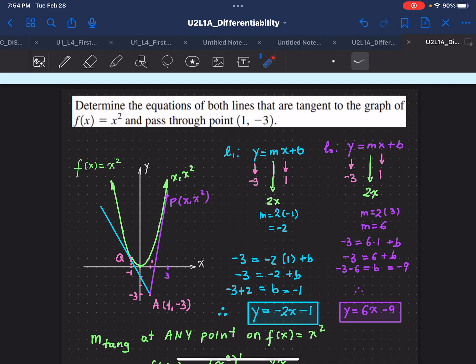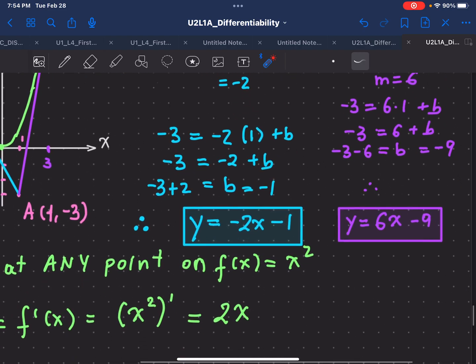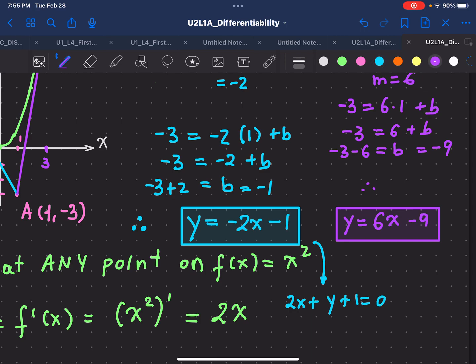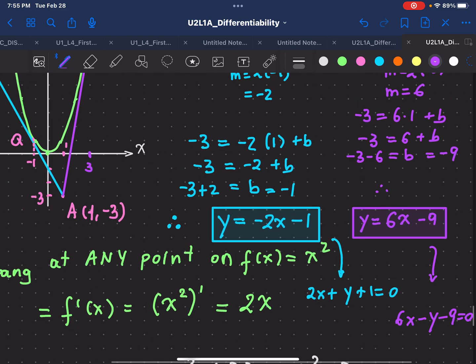If you want to write the answers in standard form, no problem at all. All you have to do is take all the terms to one side of the equation. I'm going to quickly do it right here. So that would be 2x plus y plus 1 equals 0. And this one would be 6x minus y minus 9 equals 0. So we have both the standard and slope-y-intercept form.